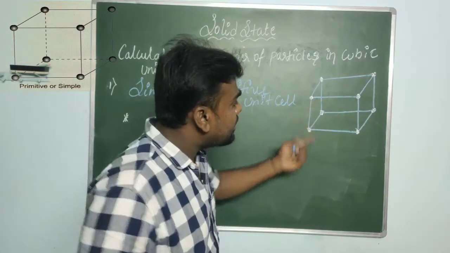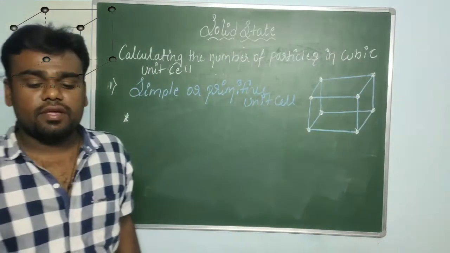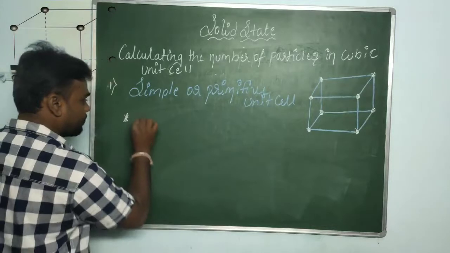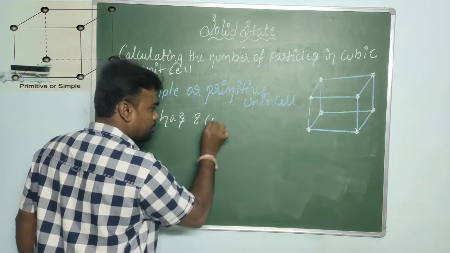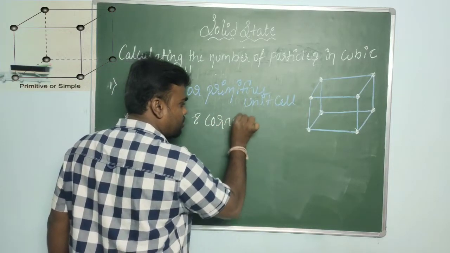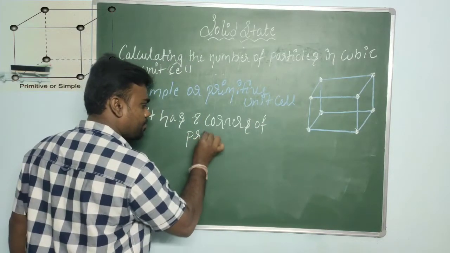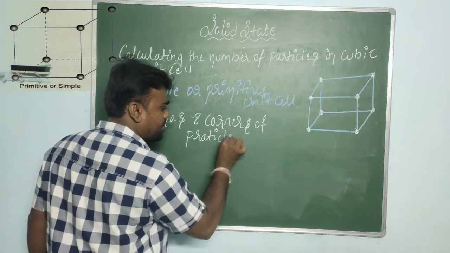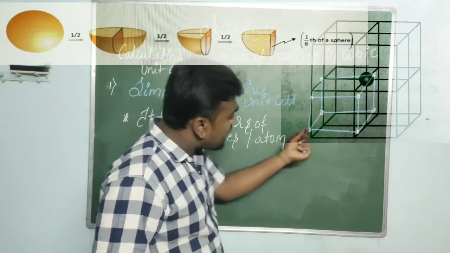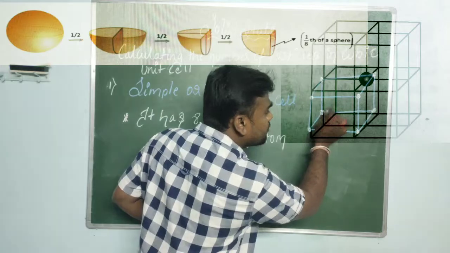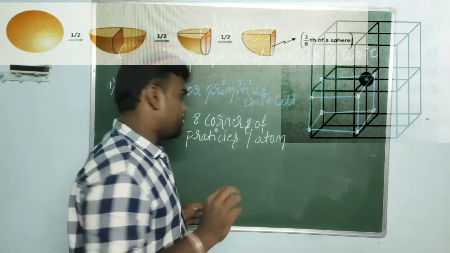If you see the cube, we are getting 8 corners: 1, 2, 3, 4, 5, 6, 7, 8. It has 8 corners of particles or atoms. So each atom is shared by 8 cubes.